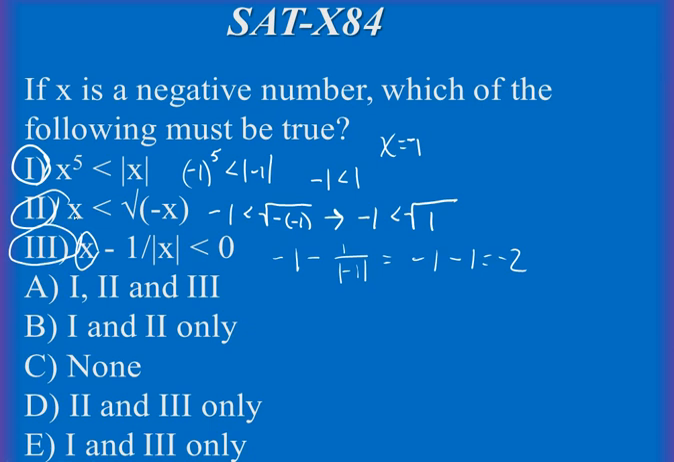So this problem is a little tougher. You have to not only think of specific examples that work, but you also have to think, does that always hold true for all negative numbers? And it does. So 1, 2, and 3, excuse me, choice A. Done.